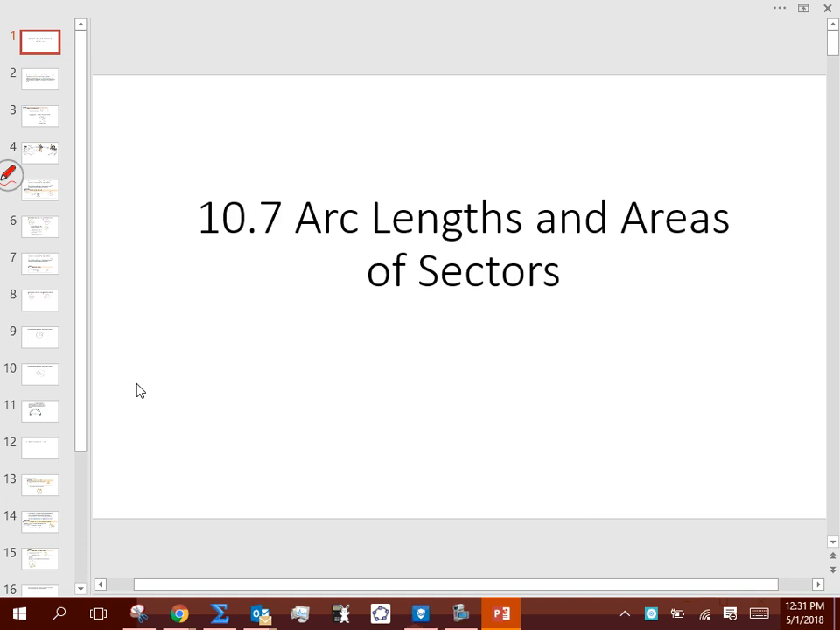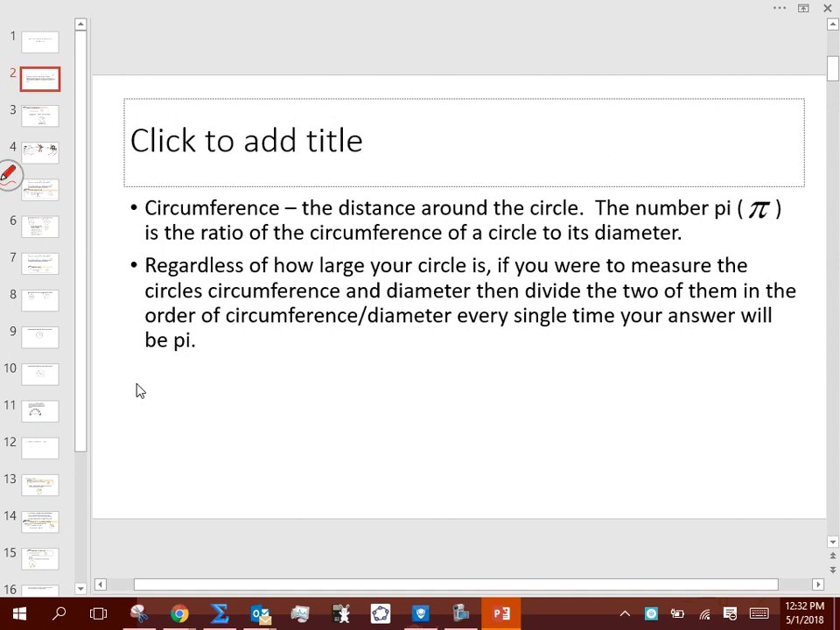We're also talking about areas of sectors, which is directly linked to areas of circles. Arc lengths are directly linked to the circumference of circles. So if we know what circumference and area of circles are, we should have no problem with arc lengths and areas of sectors. First thing we need to talk about is what circumference is.